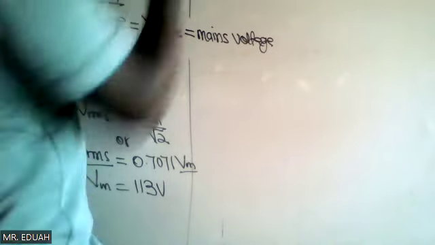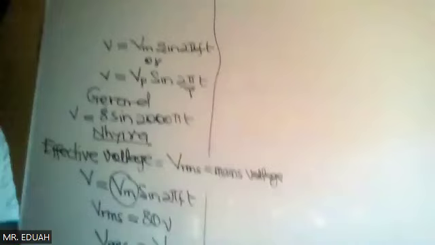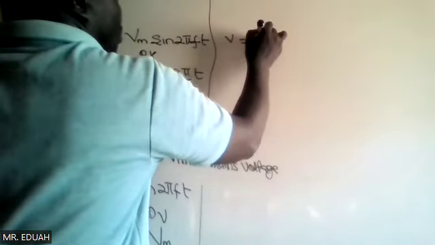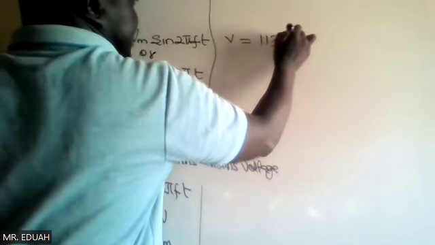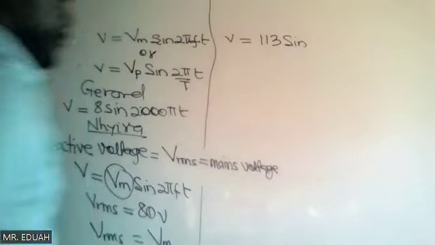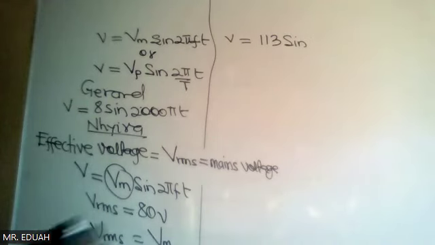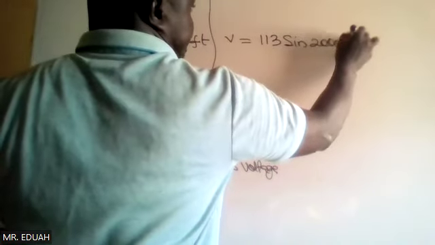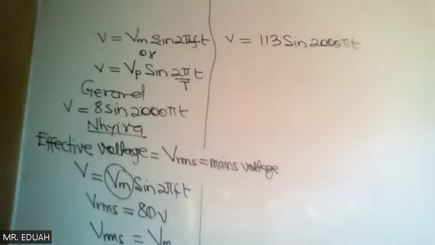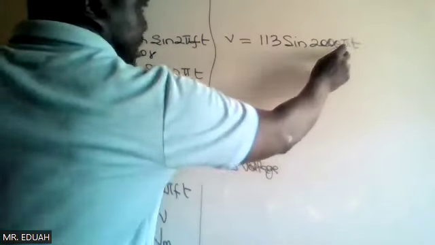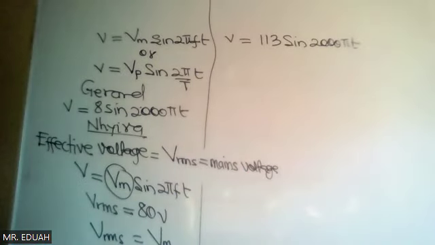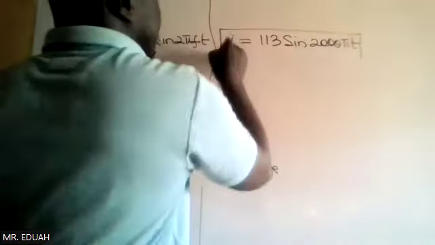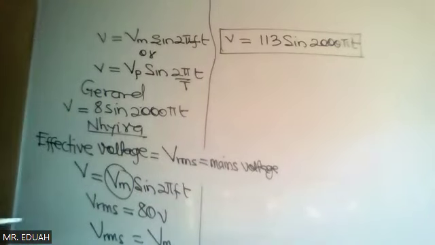Therefore, the instantaneous voltage V is equal to 113 sine of, frequency is 1000, so 2000 pi t. Or you can choose to multiply 2000 by pi and then express it. So this will be the instantaneous voltage.